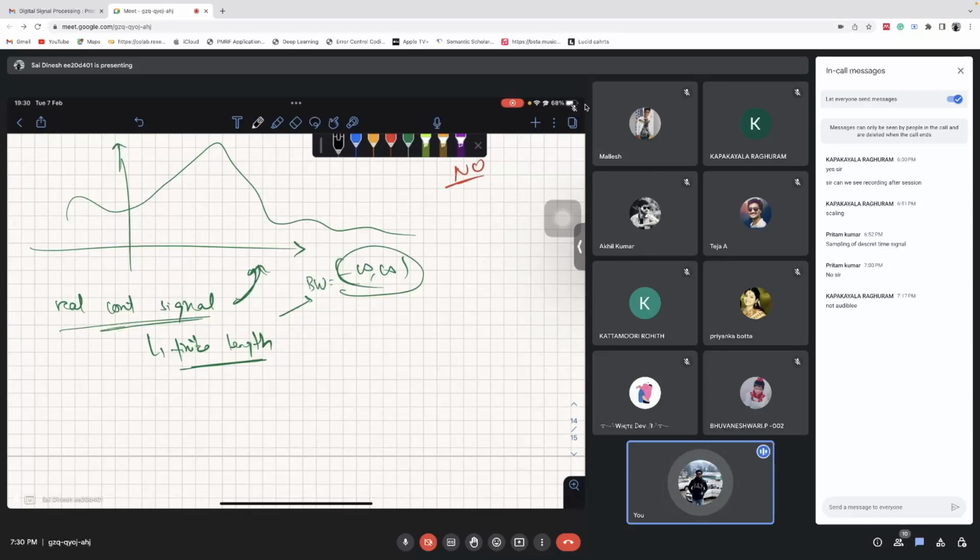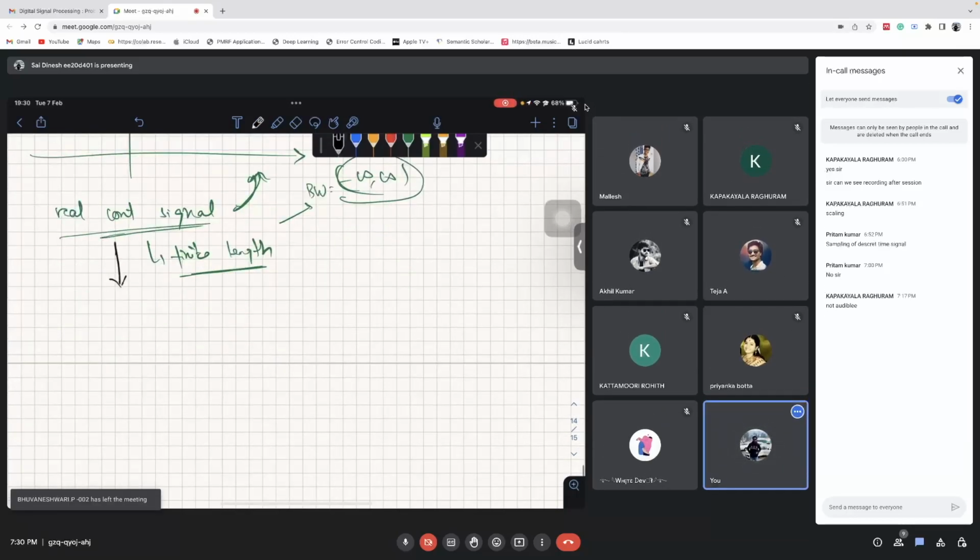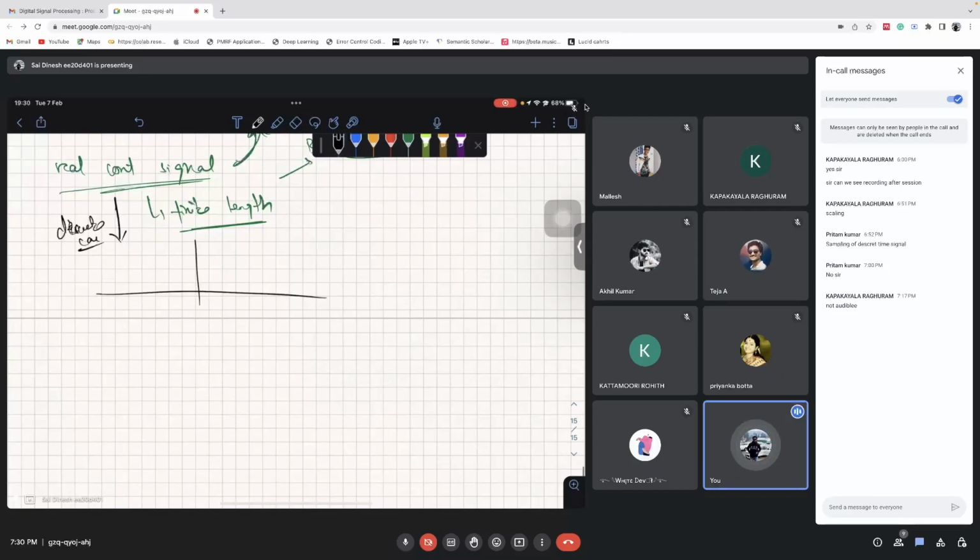But in the discrete case, the frequency domain repeats itself in the range of minus pi to pi, or 0 to 2 pi. So if you want to store this in a computer, you can simply store this range of values, which is far easier to do. Correct? This is the beauty of the discrete time case.